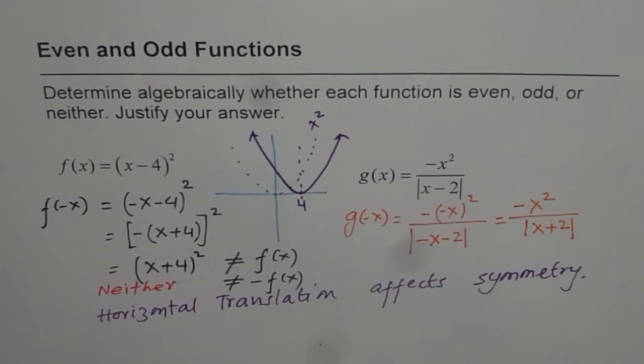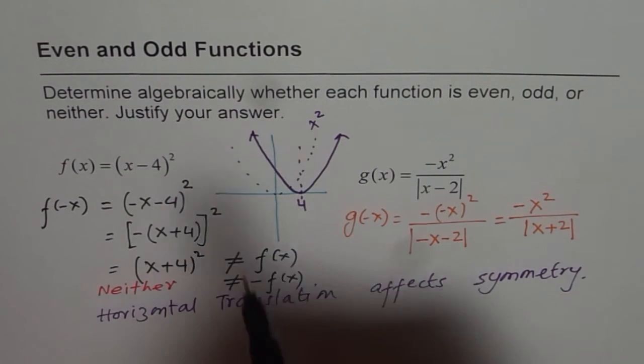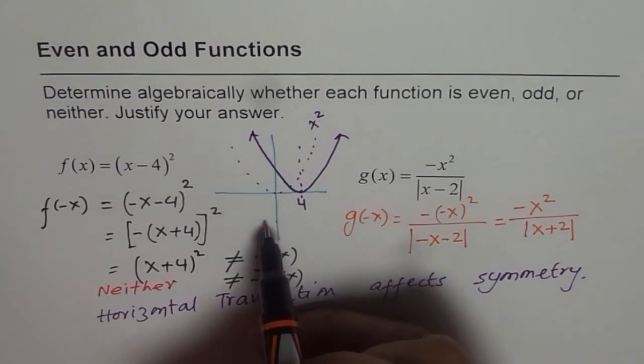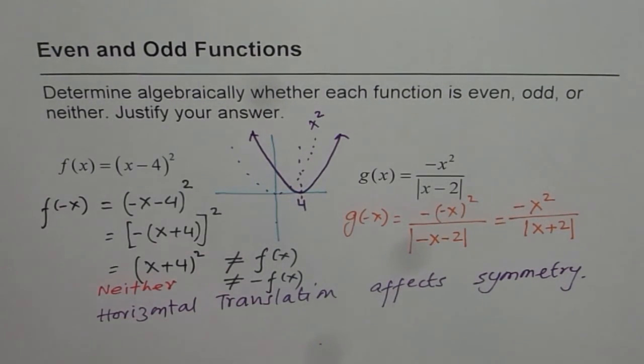So that's very important to understand. I've seen this as a common mistake in many test papers, so I would like you to make a note and remember: if an even parent function translates horizontally, then it is no more even, right? But if it translates vertically, then it remains even. So that is important to understand. I hope it is clear.